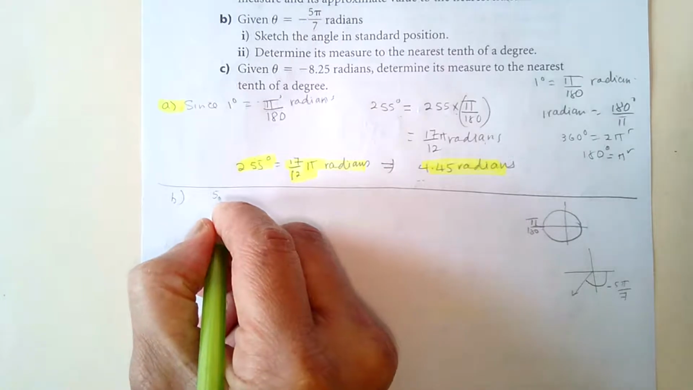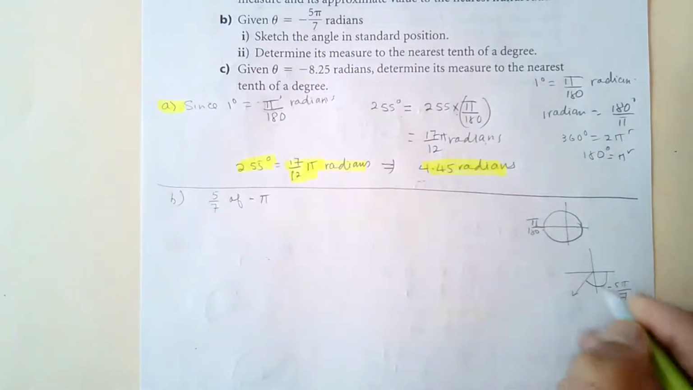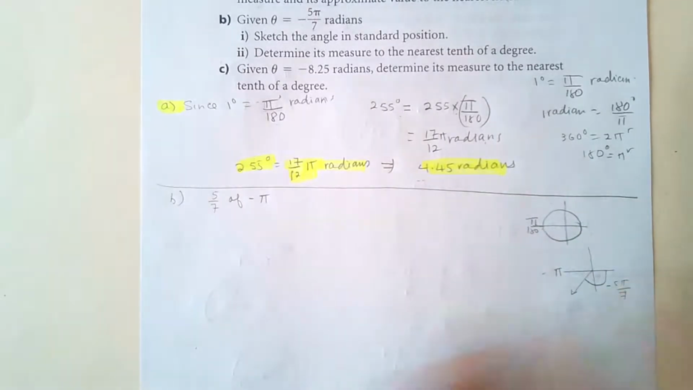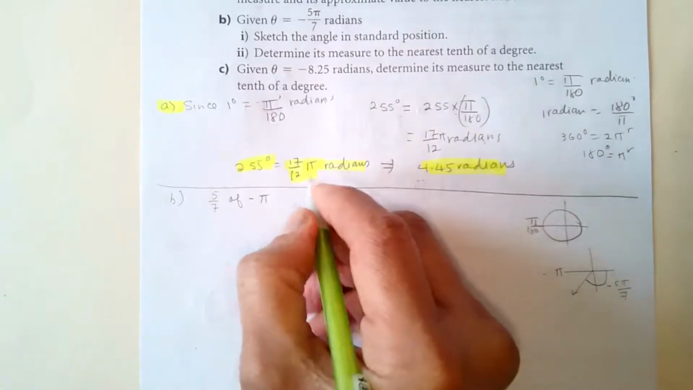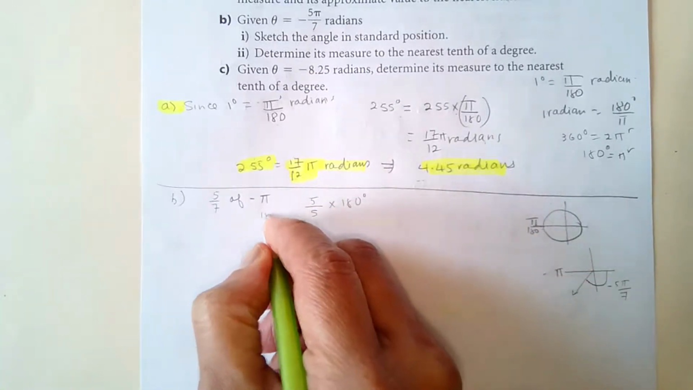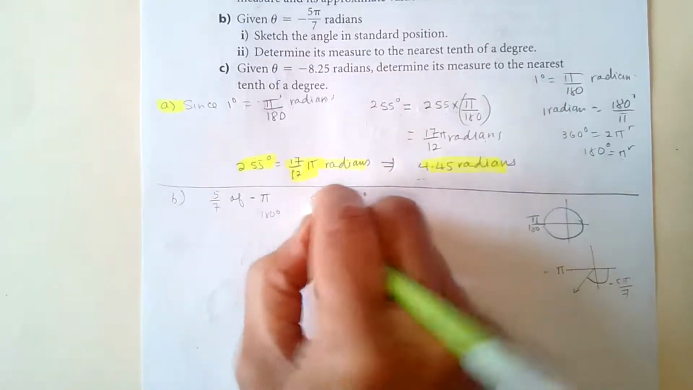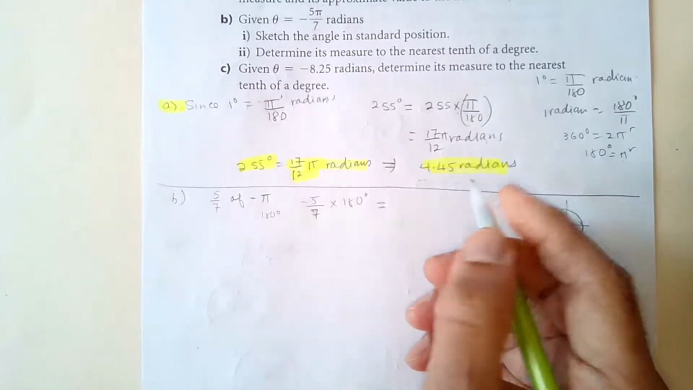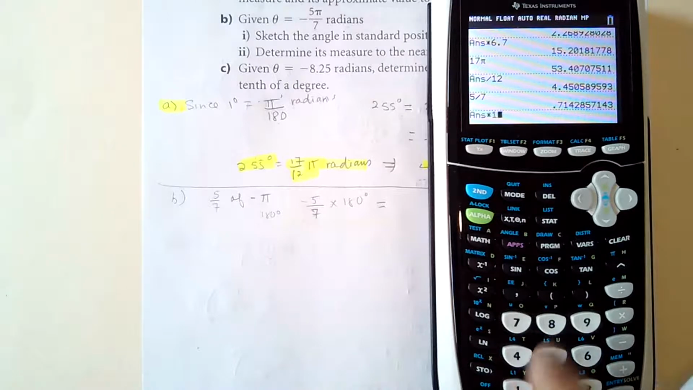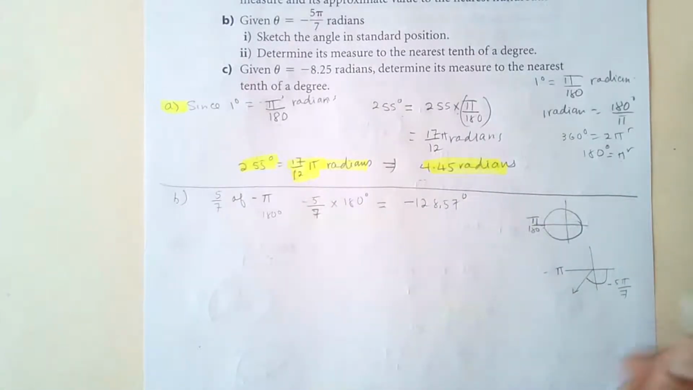So 5/7 of, in this case, negative pi, you're going negative from here, negative pi, which is 180 degrees. So we can put that as 5/7 multiplied by 180, because we know pi is 180. We established that over here. So pi radian is 180. So 5/7 negative, which gives me, what would that be? Let's work that out. 5 divided by 7 times 180. So negative 128.57 degrees.